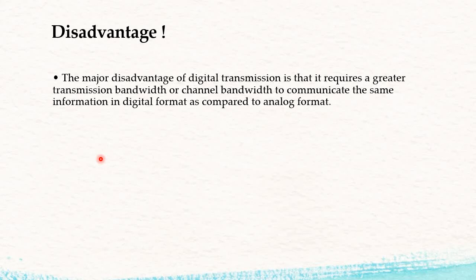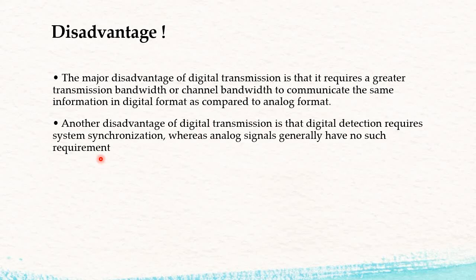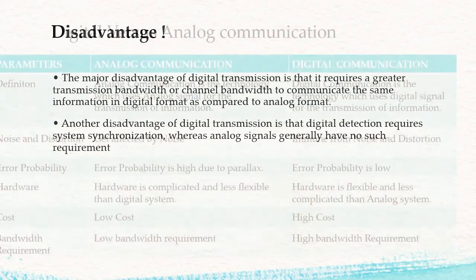Disadvantages. The major disadvantage of digital transmission is that it requires a greater transmission bandwidth or channel bandwidth to communicate the same information in the digital format as compared to the analog format. Another disadvantage of digital transmission is that digital detection requires system synchronization, whereas an analog system doesn't require such synchronization.